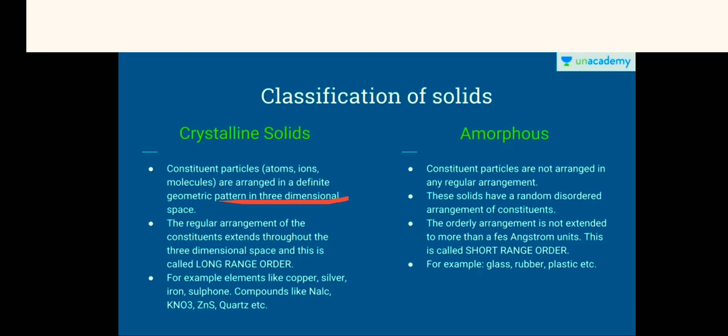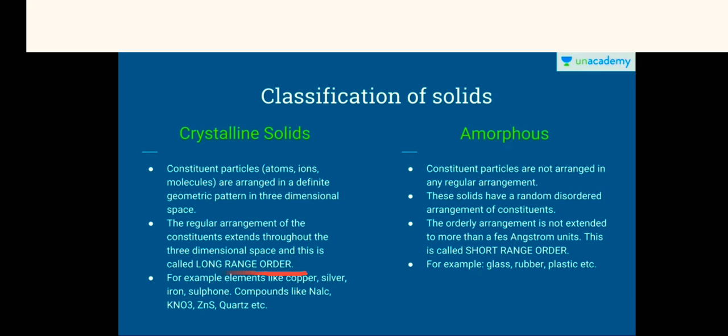Whereas, when we are talking of amorphous solids, the particles are all randomly arranged. They can be placed anywhere in a solid. So the amorphous solids do not have a fixed or regular arrangement. When we're talking of crystalline solids, the regular arrangement goes over a larger area of the crystal, which means that when we are moving along a crystal, it has the same kind of arrangement over a larger area. So this is known as what? It is known as long range order.